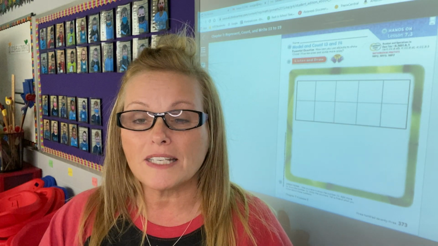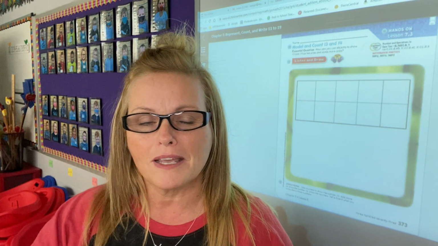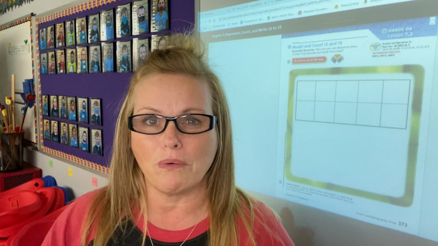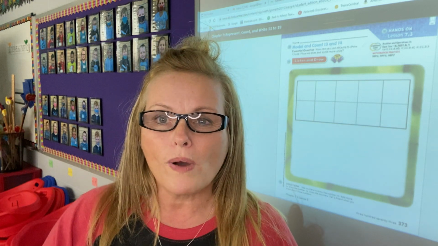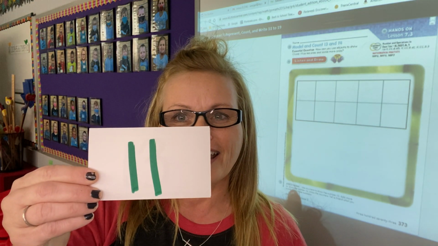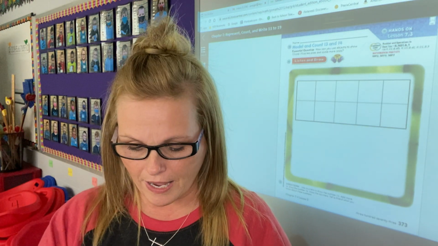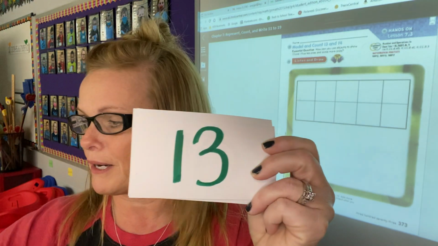This week, we're going to continue to work on decomposing numbers, but we're going to work on some more of the teen numbers. Before we get started in our lesson today, I want to double check with you and see what you know as far as some 2-digit numbers. Let's see. Do you know what this number is? 11. Very good.